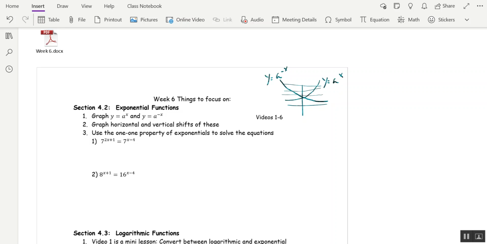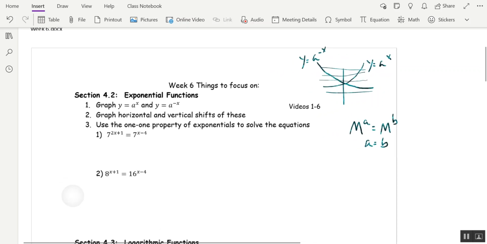And so what that means is if you have the same base, m to the a equals m to the b, you can just say a equals b. Set the exponents equal. In this first example, I'll make this a little bigger so you can see it: if 7 to the 2x plus 1 is 7 to the x minus 4, well, they both have base 7. That means 2x plus 1 is equal to x minus 4.